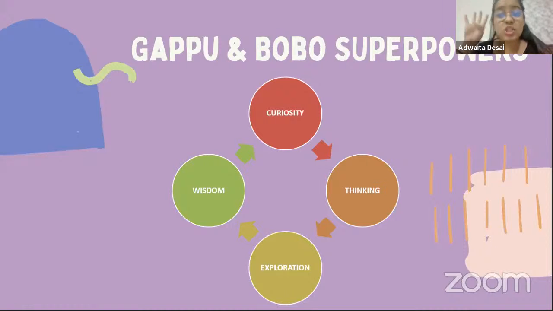उनके पास मोस्टली 4 सुपर पावर सबसे स्ट्रांग है. सुपर पावर नंबर 1, क्यूरियोसिटी. कोई मुझे बताएगा क्यूरियोसिटी का मीनिंग क्या होता है?